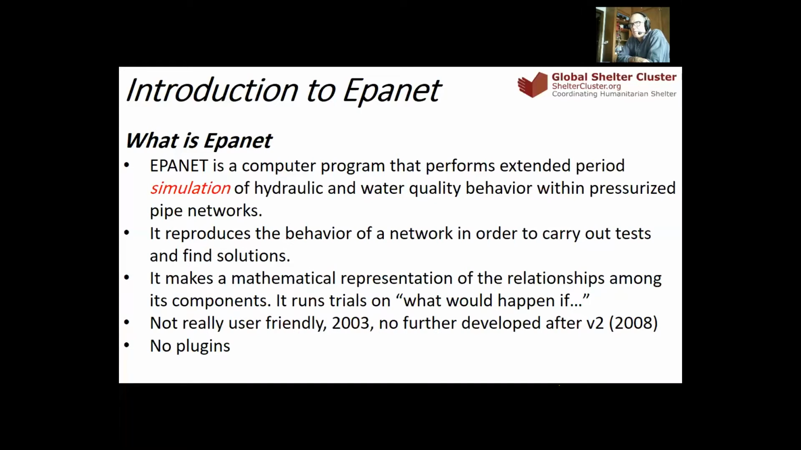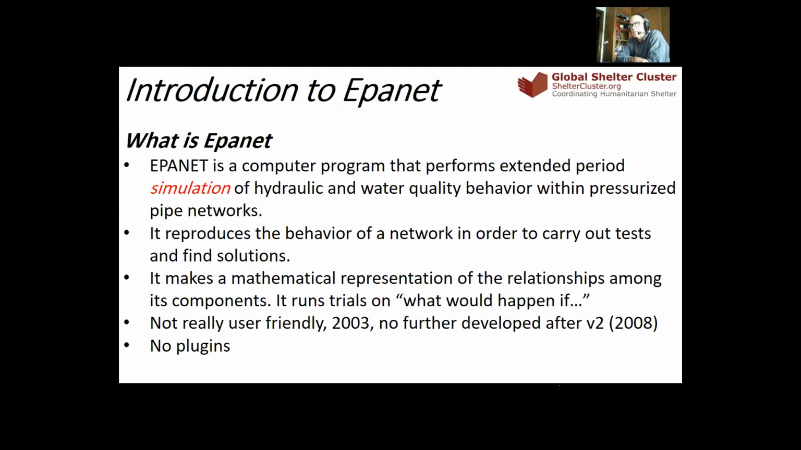Let's start with Epanet. Epanet is an open source software that simulates water supply systems in pressurized pipe networks. It means the pipes need to have water all the time. They must be under pressure. It is the difference from open channels, which are used for drainage.